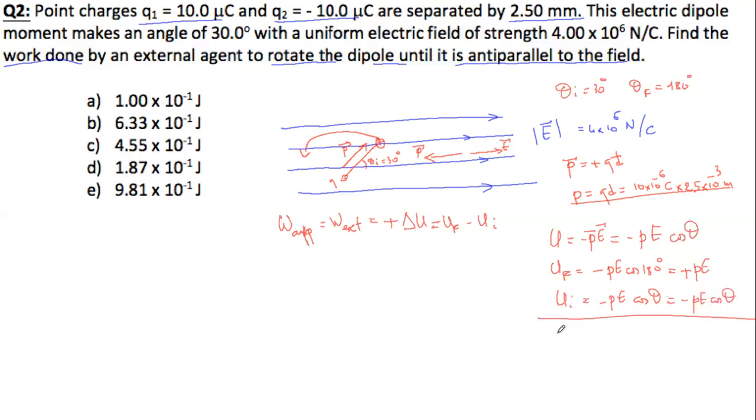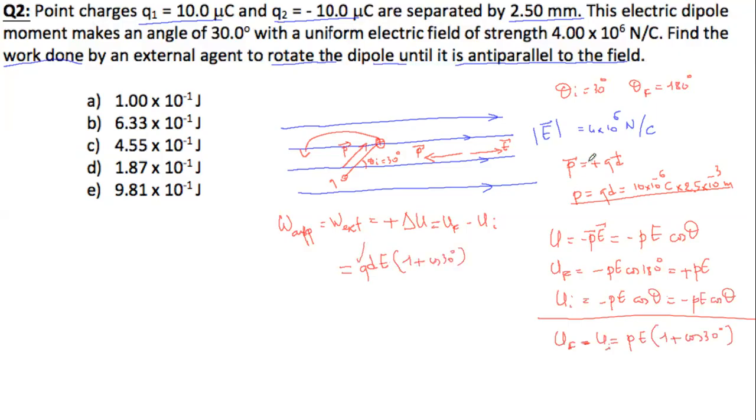And the difference between U final and U initial, delta U, is just PE times 1 plus cosine 30. Don't forget it will be minus minus. Okay, so let's do the calculation. The work applied is P, and I know P is QD, times E, times 1 plus cosine 30.